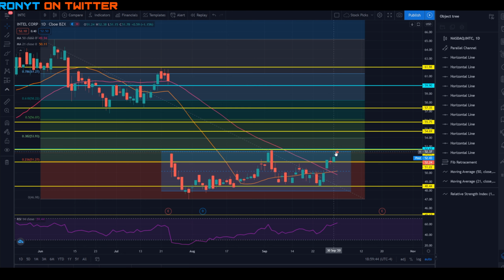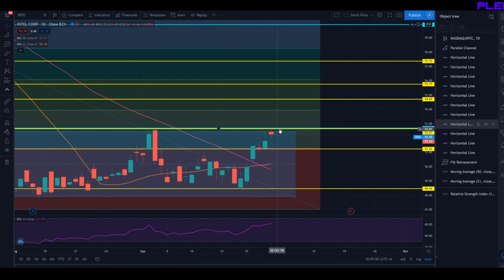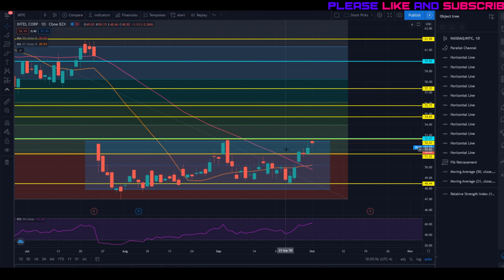So I think tomorrow, Friday, the last trading day of the week, if we can open and close above 52 change, if we can open and close at $53 or more, I think that confirms a very short to midterm bullish movement, at least on Intel.